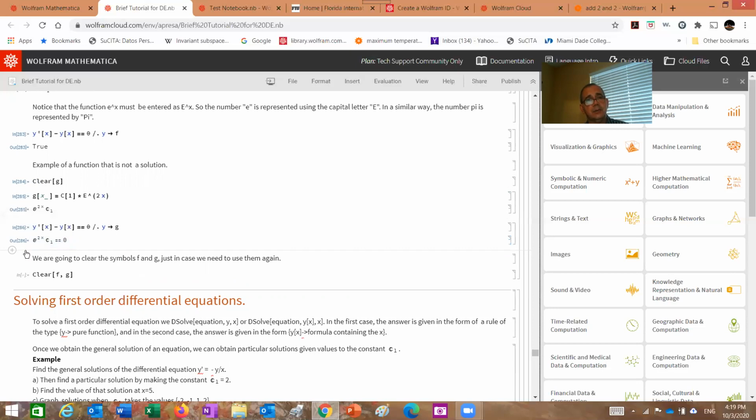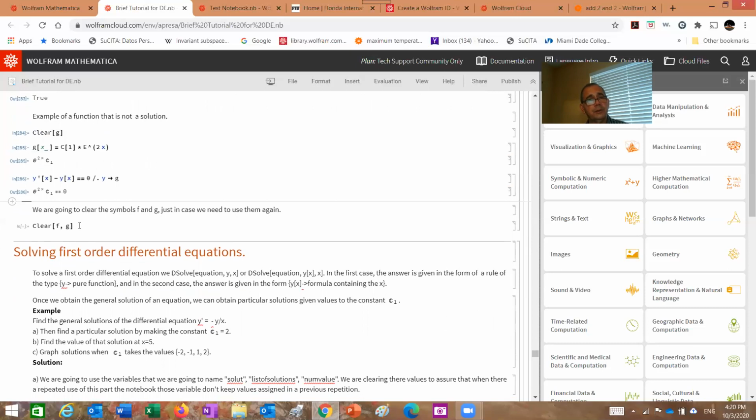This means that this is not a solution. Of course, it's not a solution unless the c1 is identically equal to 0. This is the only case when this is going to be a solution of that equation. So this tells us that in general, for whatever value of c1, this is not going to be a solution. And then we are going to clear now the f and the g here, just in case we use them afterwards.